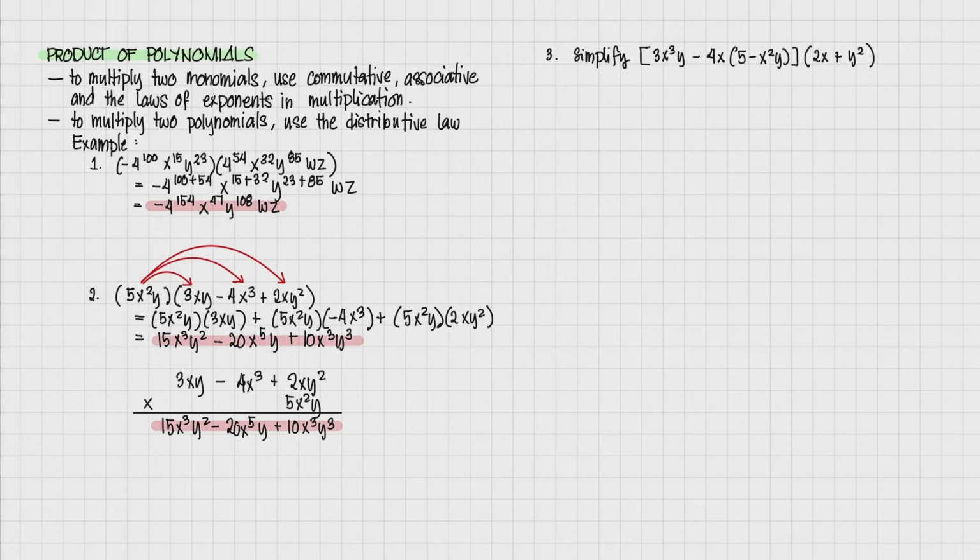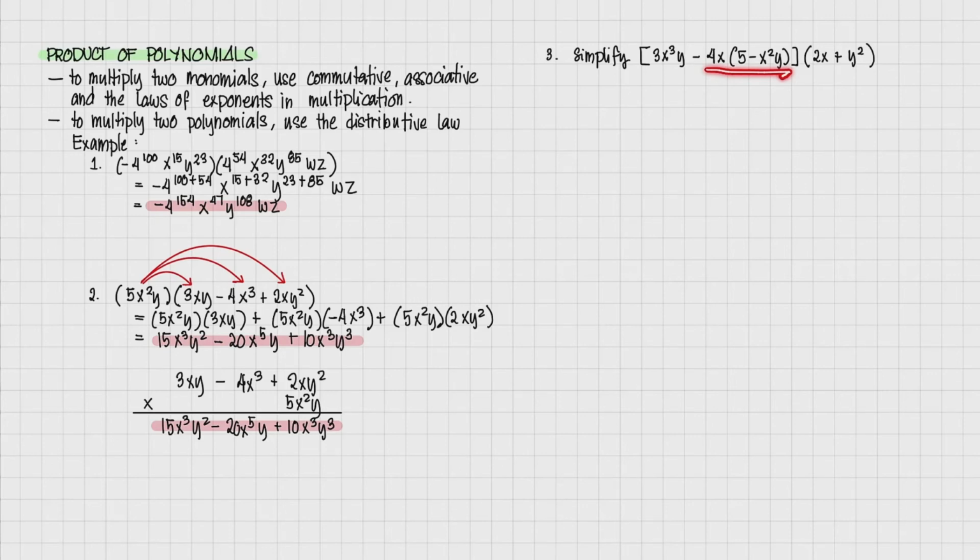Okay, another example where we simplify this group of expressions. There are basically about 4 expressions here. So, you have this one, then you have this group of expressions here, and an inner group right here. Now, the way to approach is, you want to have this first simplified, the 4x times quantity 5 minus x squared times y. So, you want to simplify this first before we proceed.